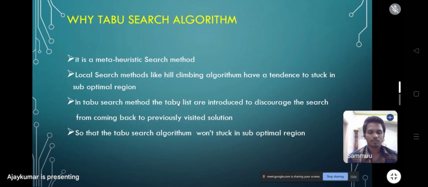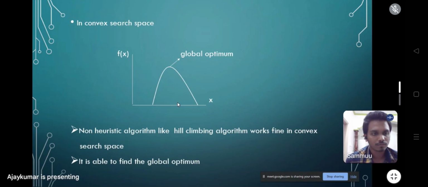There's the hill climbing algorithm, which we will cover in the next part. There are two types of search spaces, convex and non-convex. Here in this slide, we can see that there's only one global optimum because there are no two or three peaks in the hill. A non-heuristic algorithm like hill climbing works fine in convex space. It is able to find the global optimum.